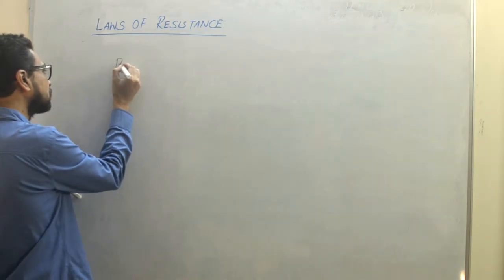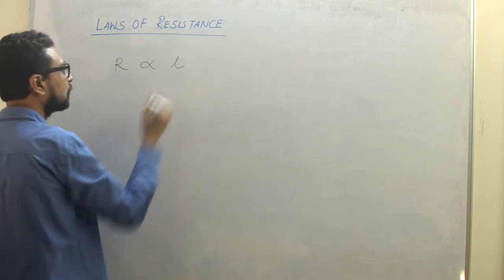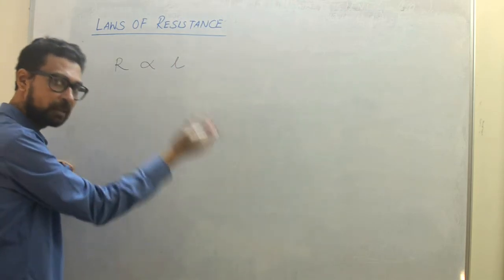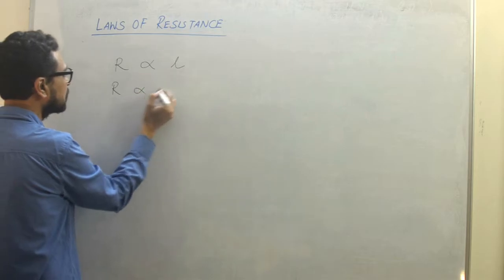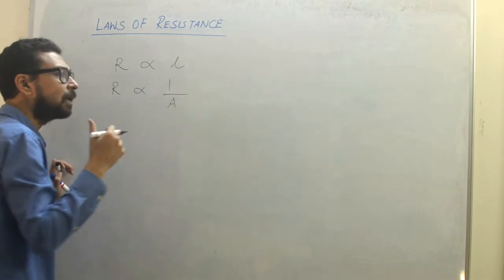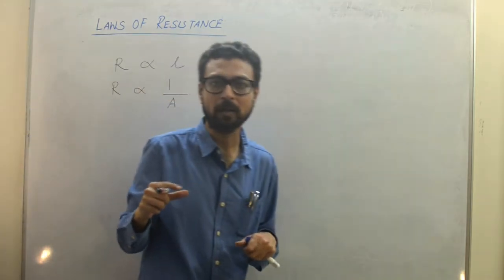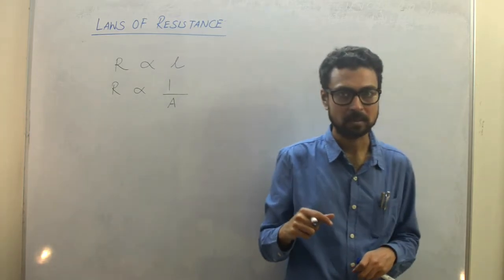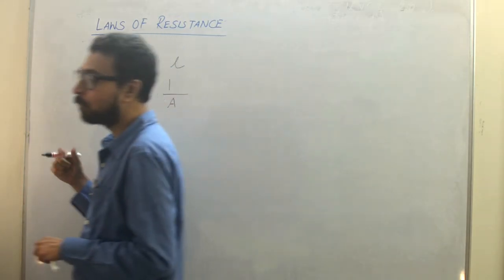You say that the resistance is directly proportional to the length of the conductor. The more the length, the more the resistance, and resistance is inversely proportional to the area of the conductor. That means the thicker the wire, the lesser the resistance. The thinner the wire, the more the resistance.